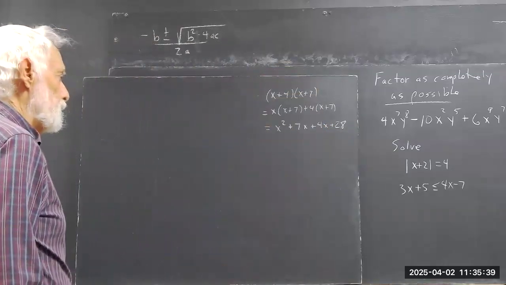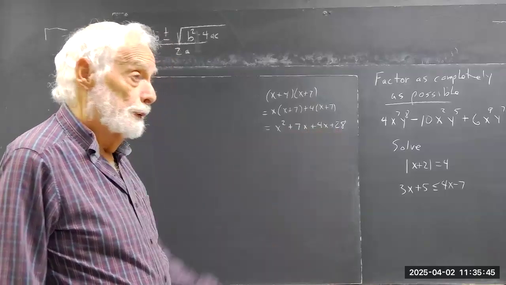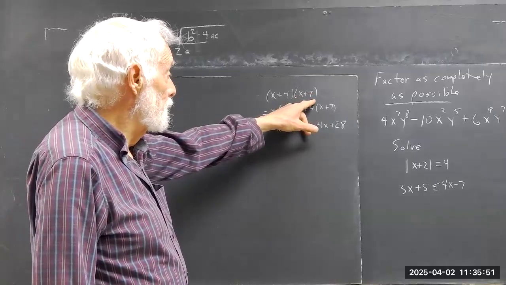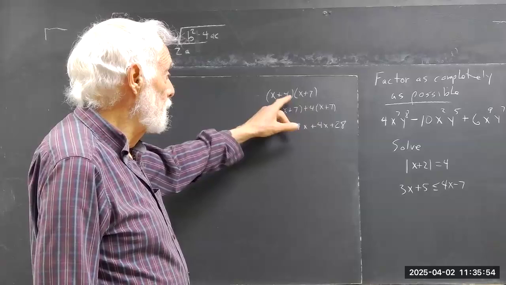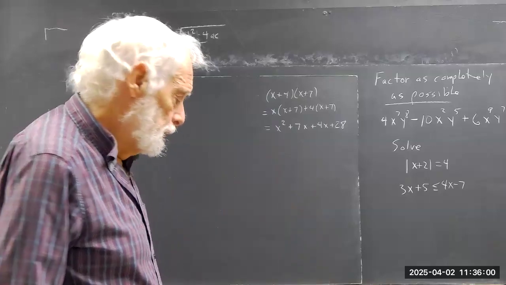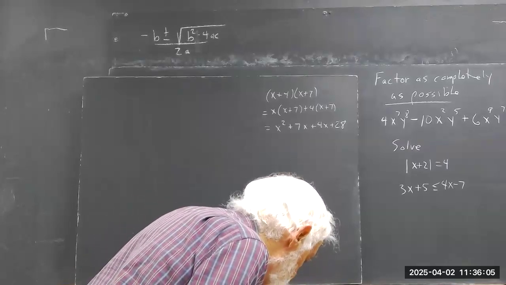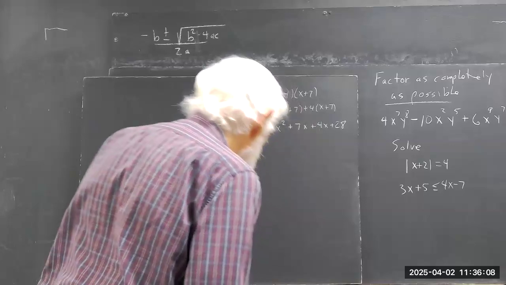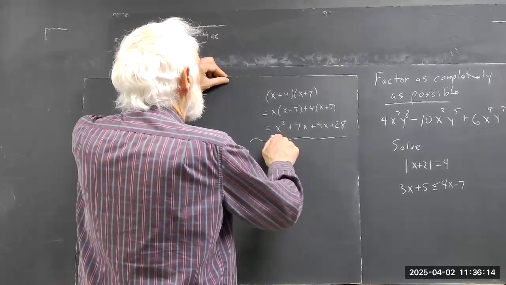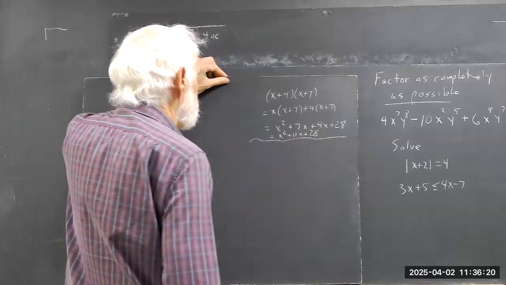Multiply x plus 4 by x plus 7, we get x squared plus 7x plus 4x plus 28, right? And the 7x came from multiplying 7 by this x. The 4x came from multiplying 4 times this x. Okay, so we want to keep that pattern in mind. And of course, that equals x squared plus 11x plus 28.